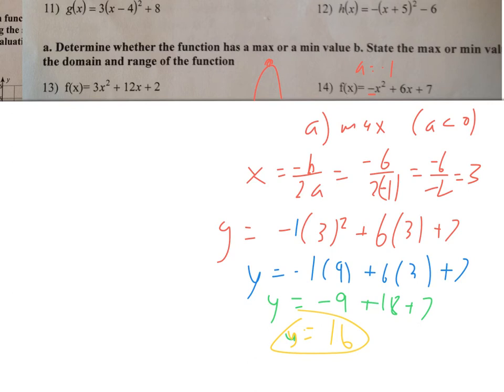And then lastly, we need the domain and range. So the domain on these is always all real numbers. And then the range is, let's see, so if this point right here is at a y value of 16, it is all the ones below 16, so I'm going to say y is less than or equal to 16.